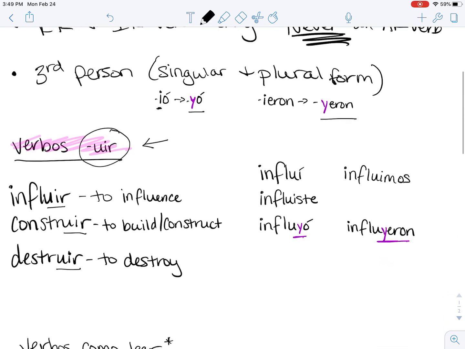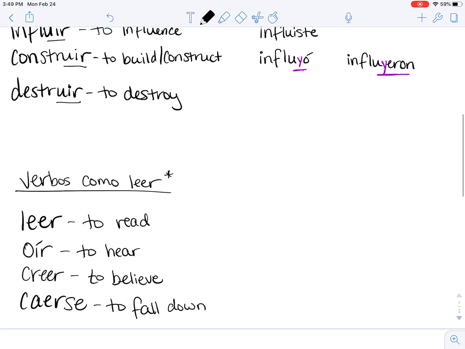Second type, we have verbos como leer. Leer we know, that's to read. Nice and easy verb. Some other examples of verbs that follow this pattern are oír, which means to hear, creer, to believe, and caerse, to fall down. Be careful with caerse. You do have this reflexive pronoun on here. Caerse is a reflexive verb, so make sure you do something with that se. Think back to our lesson from before.